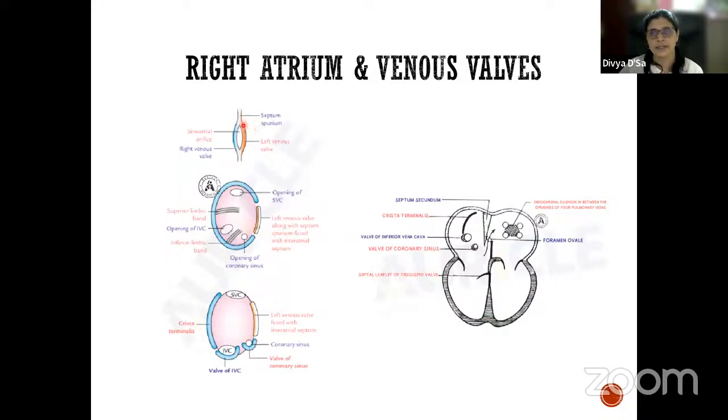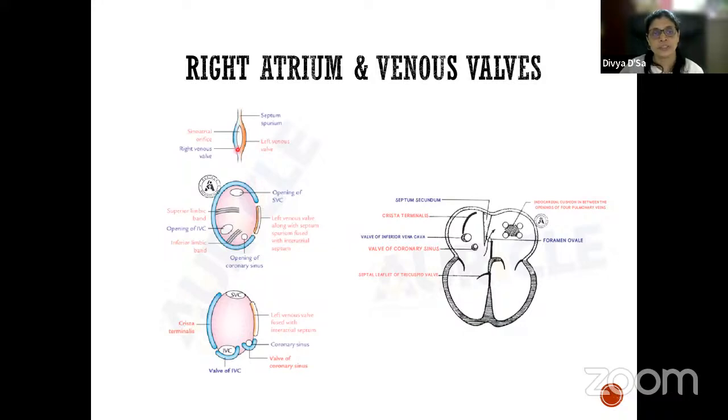So we had the right atrium and these venous valves. So what happened to that now? Right and left venous valves: in the upper portion, they fused. They formed the septum spurium. Okay. This is the sinoatrial orifice. So this left venous valve along with the septum spurium later on fuses with the interatrial septum on this side.